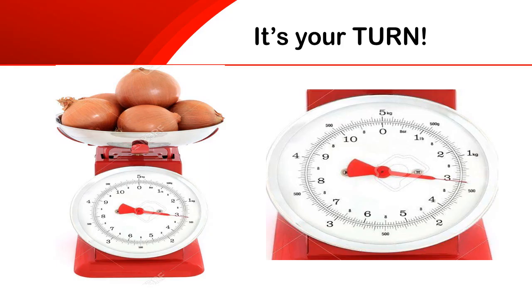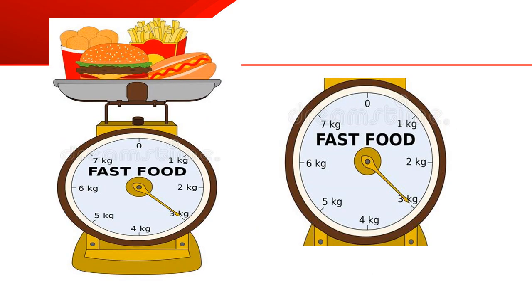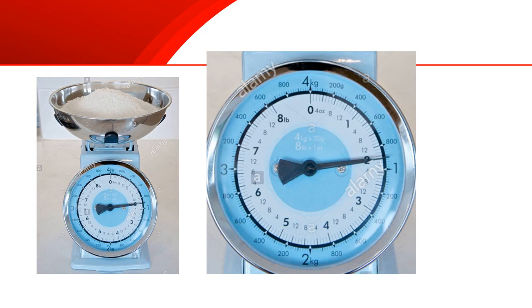Now it's your turn. What is the weight or mass of this onion? Correct, it's 3 kilograms. How about this fast food? Correct, it's also 3 kilograms. How about this rice? Correct, it's 2 kilograms.